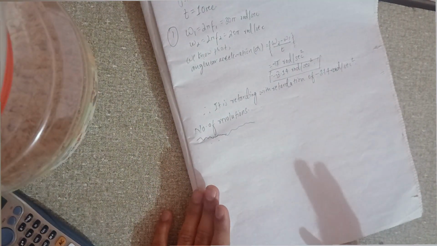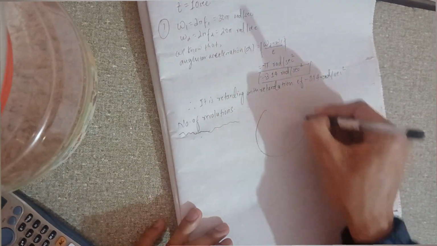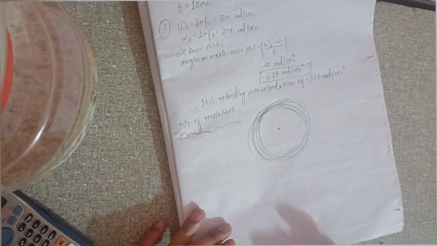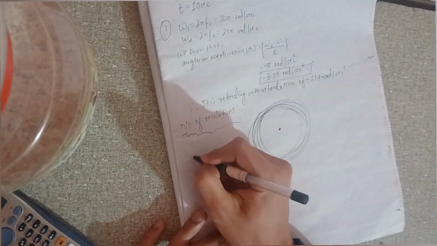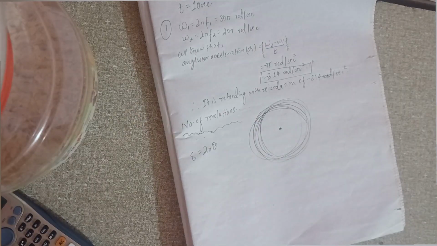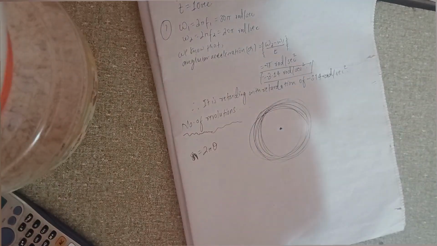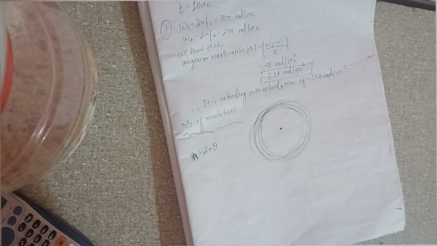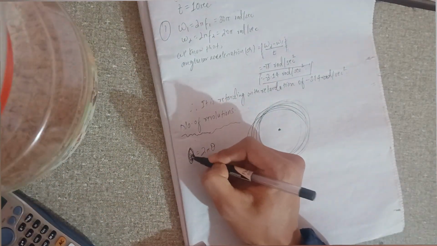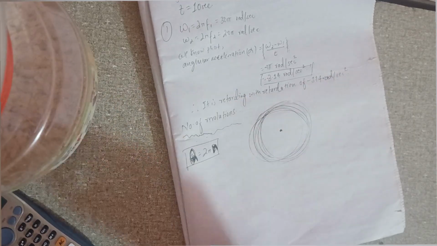Number of revolutions: how many times is it completely revolving? It is definitely related with displacement, and when it comes to angle, we can write 2 pi n. Oh my bad, it's not theta. Total displacement is 2 pi n. That is what you need to remember. Theta is equal to 2 pi n.